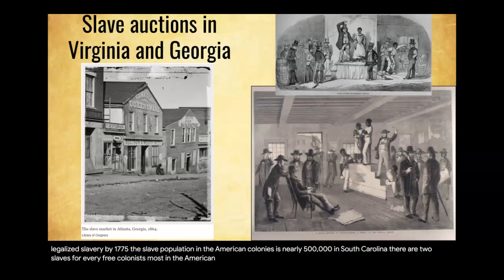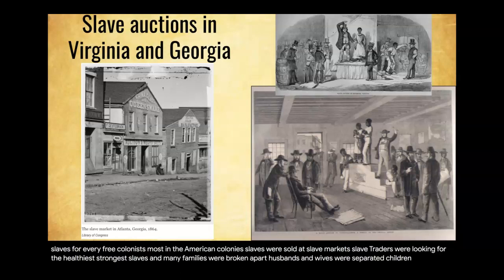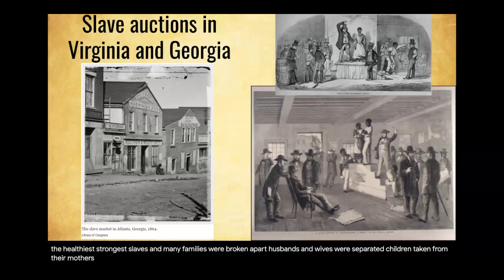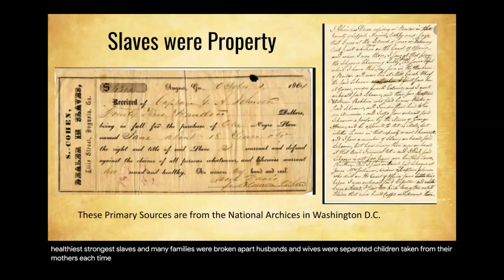In the American colonies, slaves were sold at slave markets. Slave traders were looking for the healthiest, strongest slaves, and many families were broken apart. Husbands and wives were separated, children taken from their mothers. Each time a slave was sold, he or she became the property of the owner. And as property, slaves could be bought, sold, and traded.